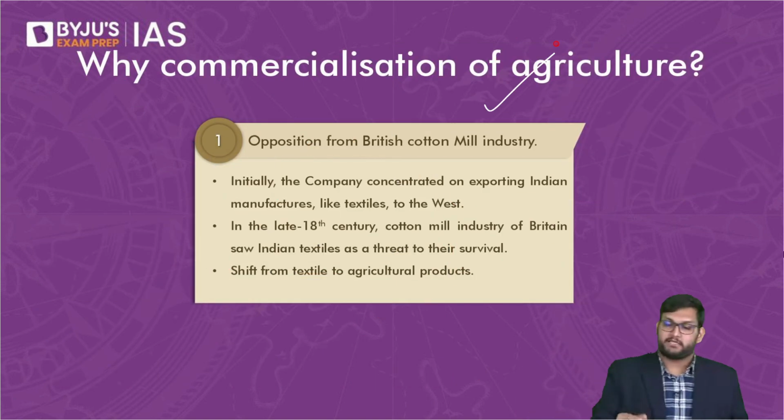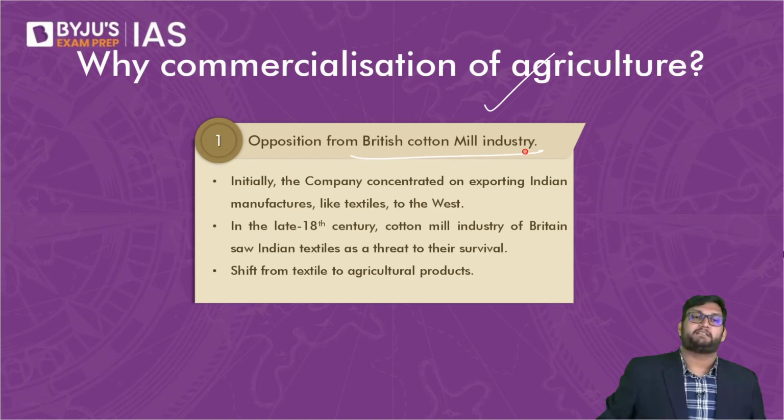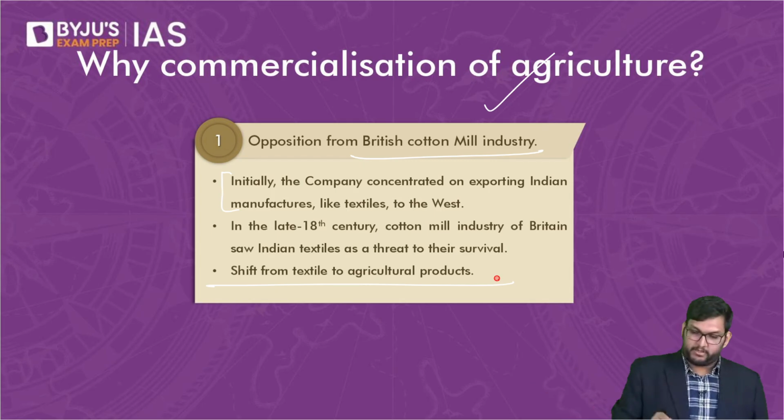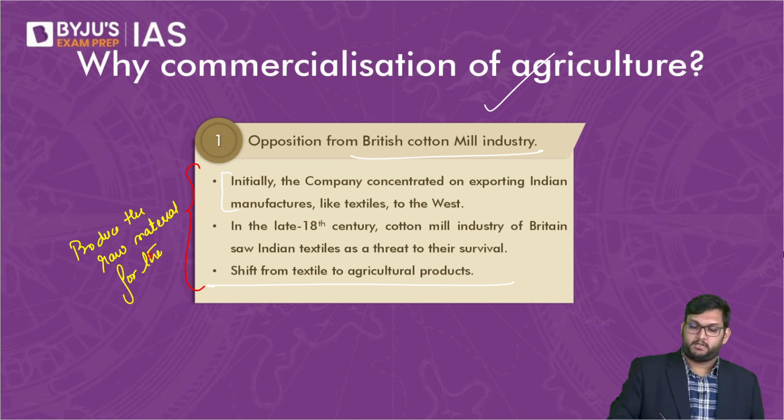First, the British cotton mill industry said that there is too much textile coming from India, and we will discuss this after this, which is called de-industrialization. De-industrialize India, and they wanted to shift us to agricultural non-competing cash crops. Basically, they wanted to make sure that India can produce the raw material for the European markets.